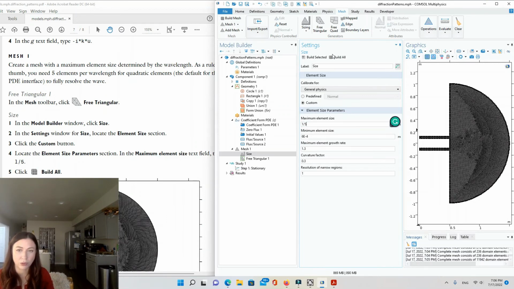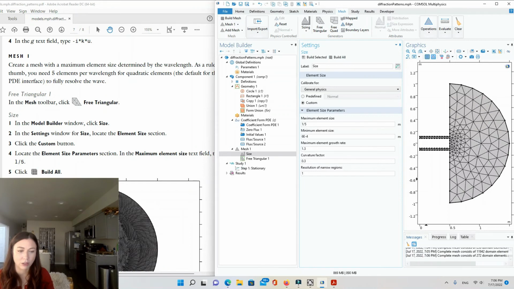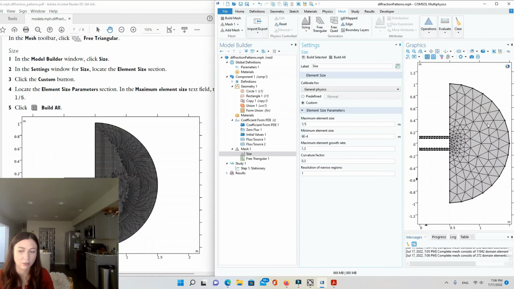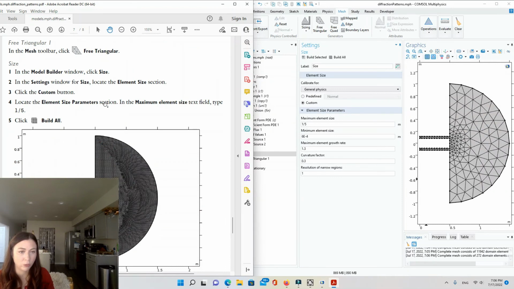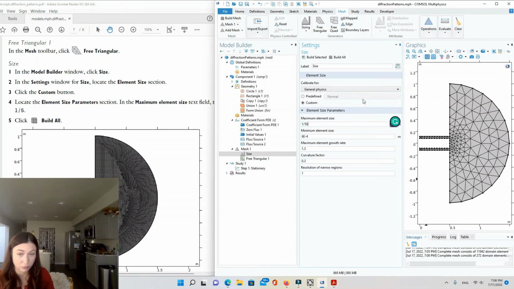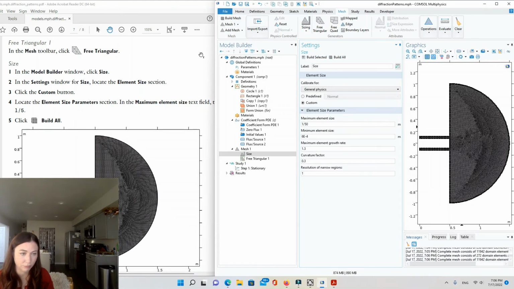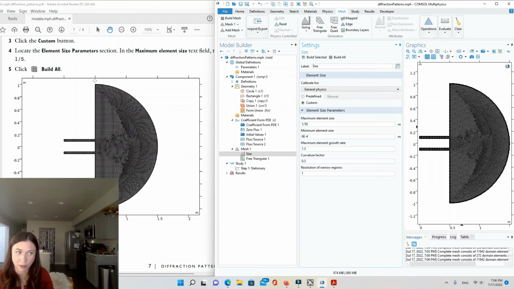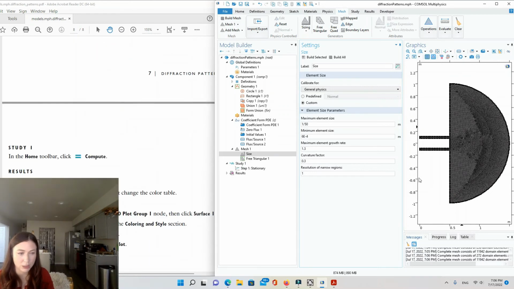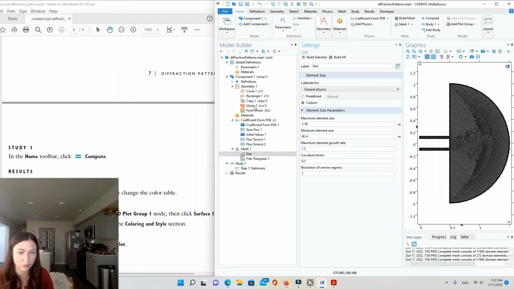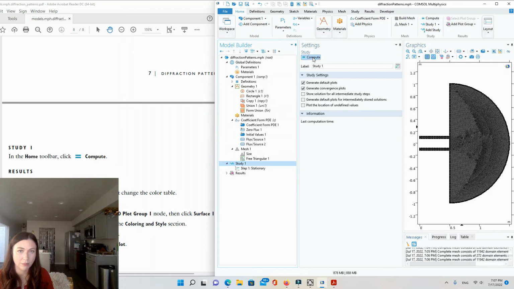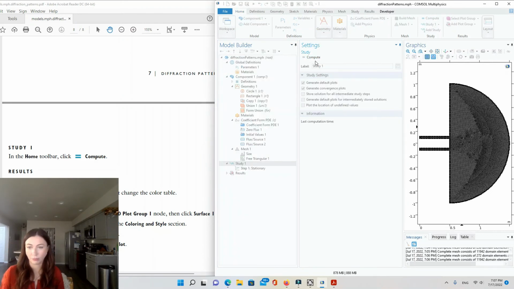If you do 1/5 meter, you get this. That does not look like this, right? You're going to get poor resolution with 272 domain elements. So I don't know what went wrong here. Maybe it's a version change artifact, but it should be 1/50, not 1/5. Anyway, here's your resulting mesh, and in the home toolbar, click compute. So we're going to click on study and compute.